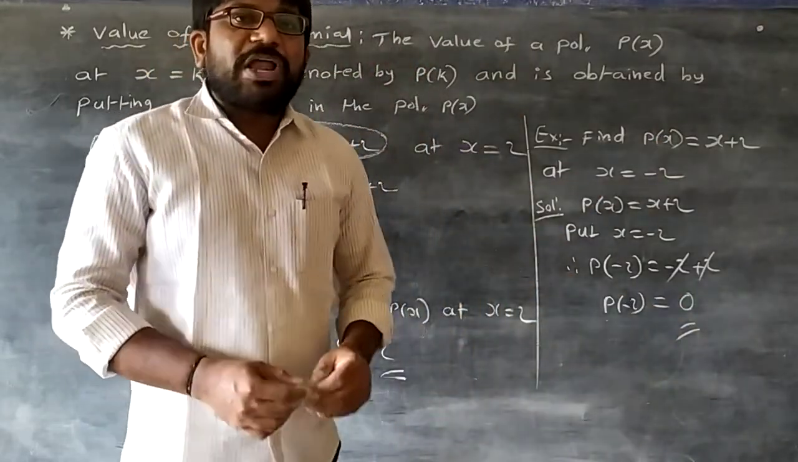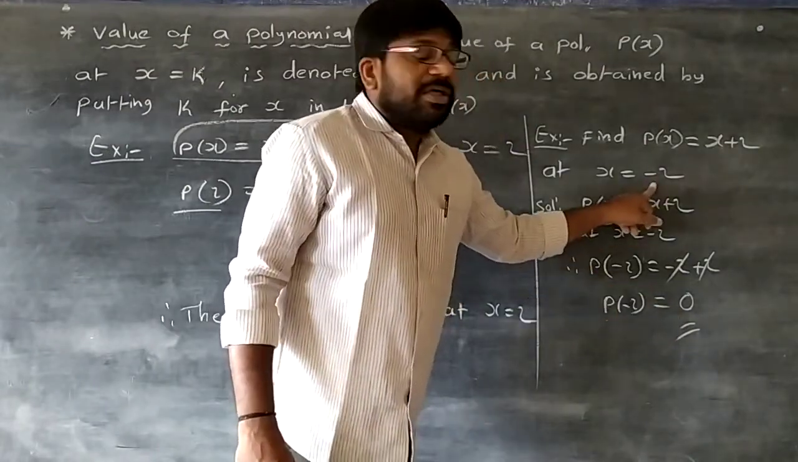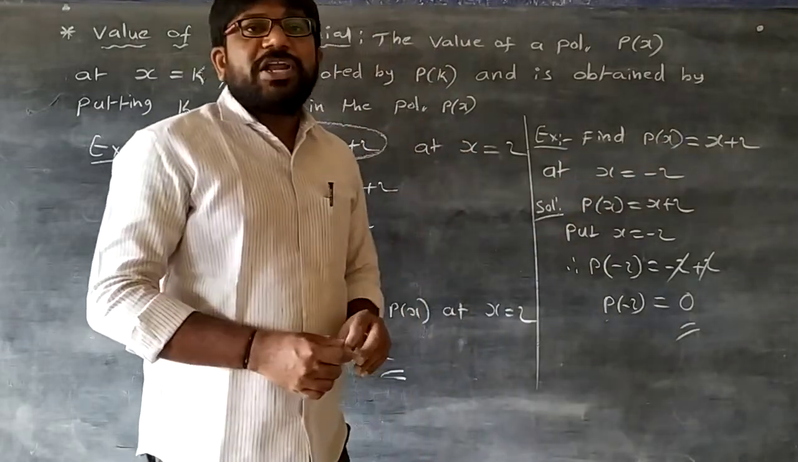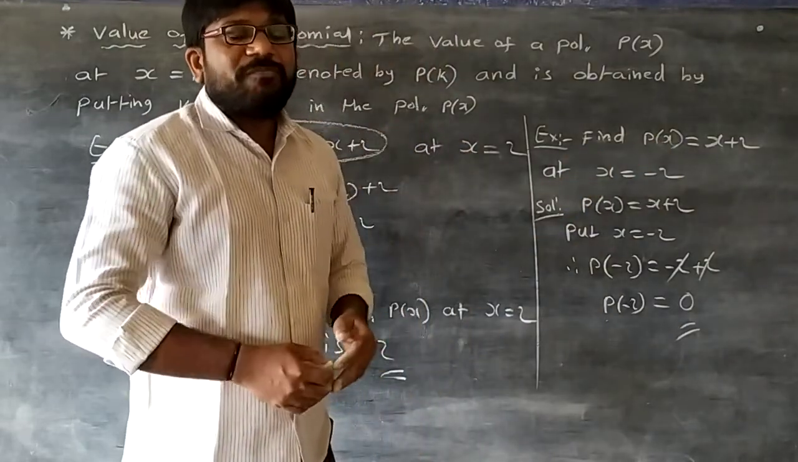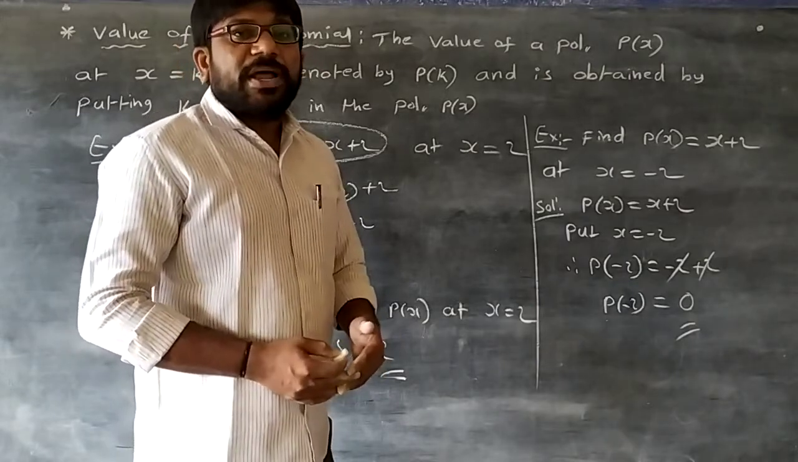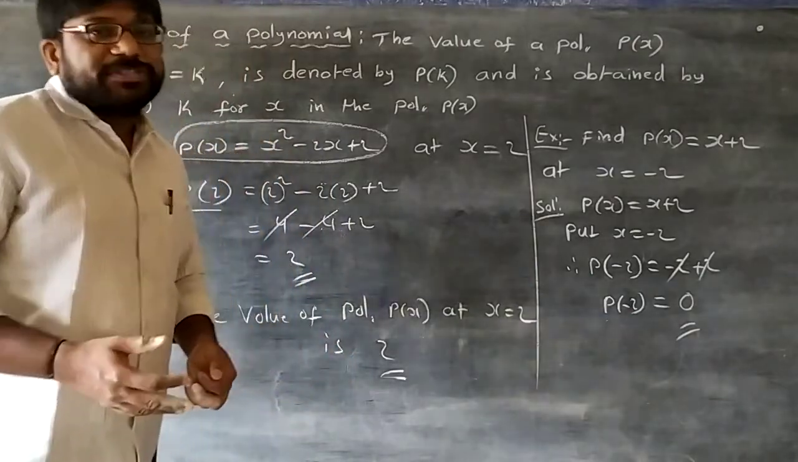If the value of the polynomial is 0, then for that value of the variable, it is called a zero of the polynomial. That is the next concept.